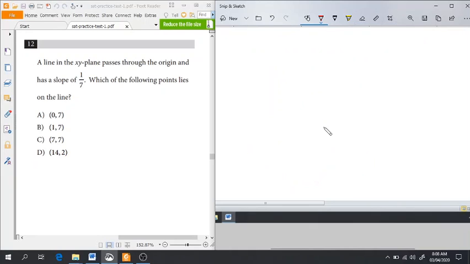Question number 12 says, a line in the xy plane passes through the origin and has a slope of 1 by 7. Which of the following points lies on the line? The slope usually we represent with the notation m, and whenever a line passes through the origin, the slope of the line is y by x itself. When you substitute the value of x and y here, that should give you the answer as 1 by 7.